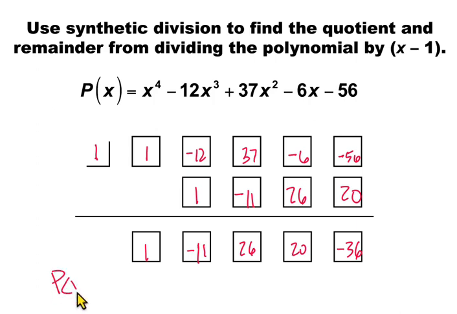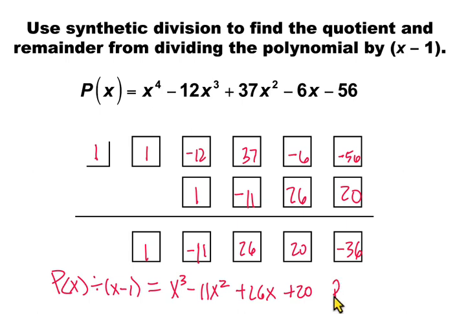P of x divided by x minus 1 equals, and these are the coefficients of the quotient, which is a polynomial of 1 degree less than the original polynomial. So we get x cubed minus 11x squared plus 26x plus 20 with a remainder of negative 36.